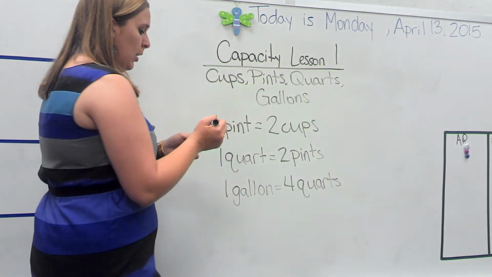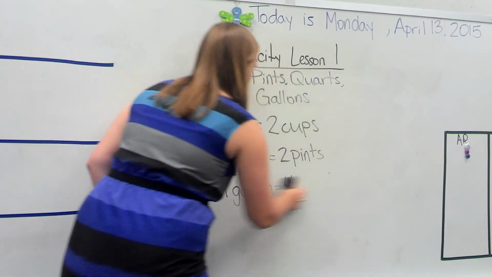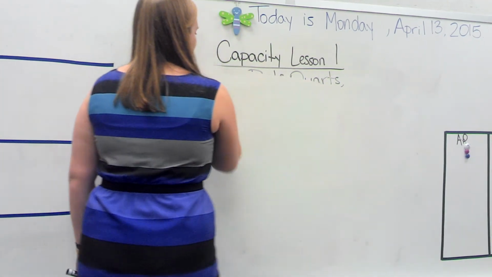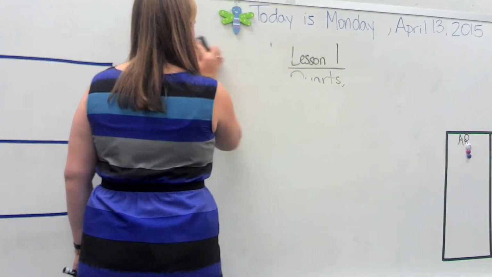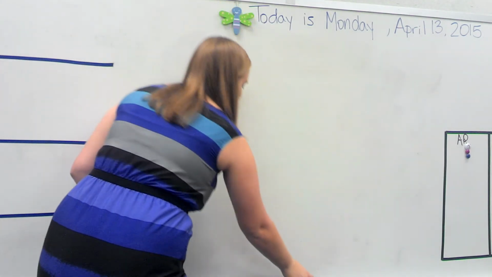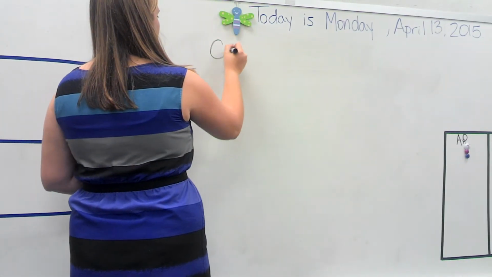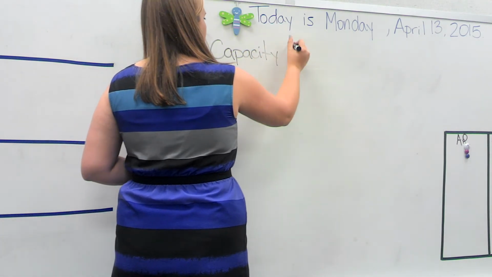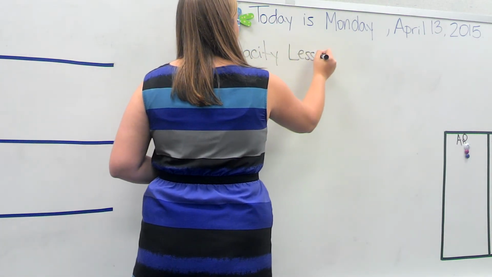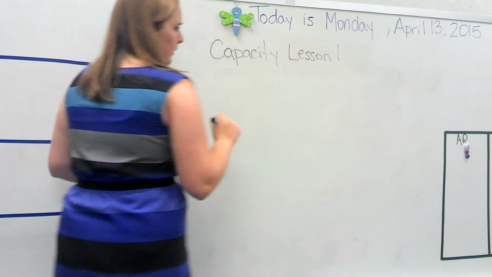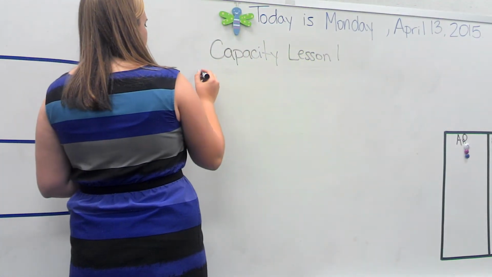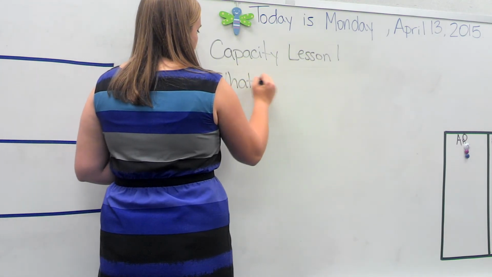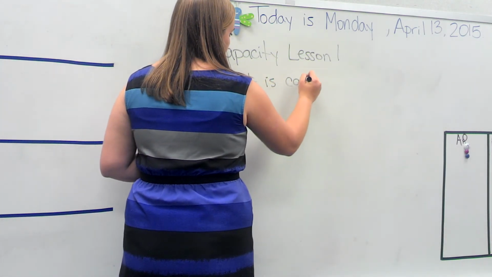All right? Now, for your homework, all I need you to do, you're going to think this is super easy. You're welcome. All right? At the top of your paper, I need you to start putting capacity lesson, whatever number it is, instead of length lesson. Okay, so this one's capacity lesson 1. You know how to write the date, so I'm not going to do that. All right? Question 1. What is capacity?